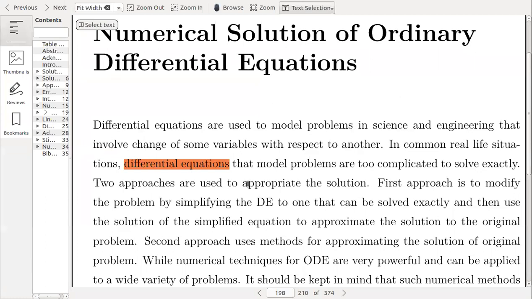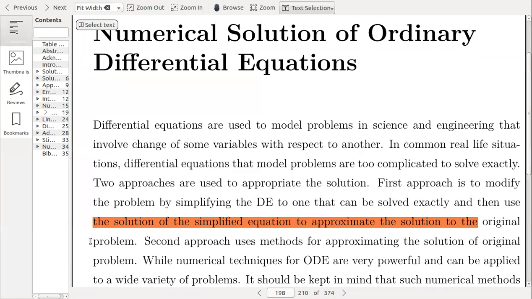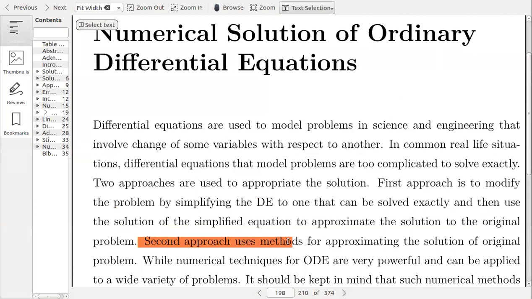Two approaches are used to approximate the solution. The first approach is to modify the problem by simplifying the differential equation to one that can be solved exactly, and then use the solution of the simplified equation to approximate the solution to the original problem. The second approach uses methods for approximating the solution of the original problem.